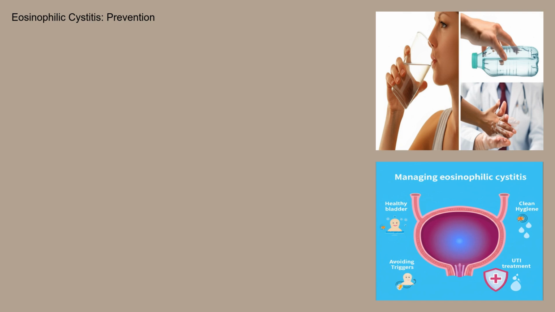Currently, there are no specific preventative measures for eosinophilic cystitis, especially in cases where the cause is unknown. However, identifying and avoiding potential triggers, such as allergens or medications, may help reduce the risk of recurrence in some individuals. Maintaining good urinary hygiene and promptly treating any urinary tract infections may also be beneficial.